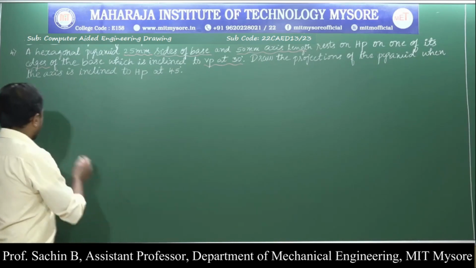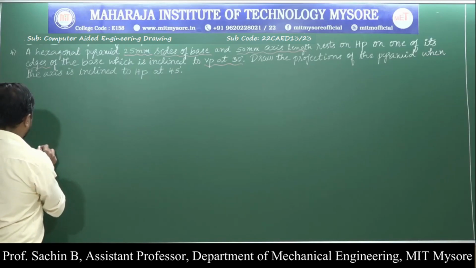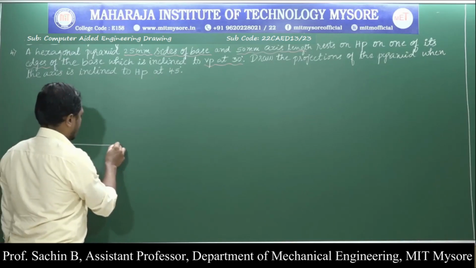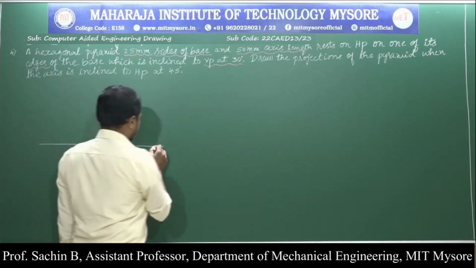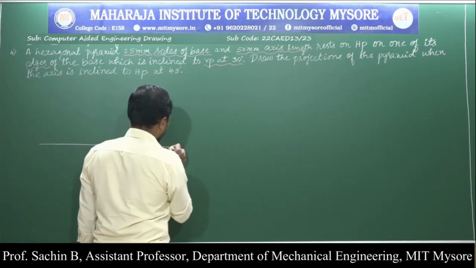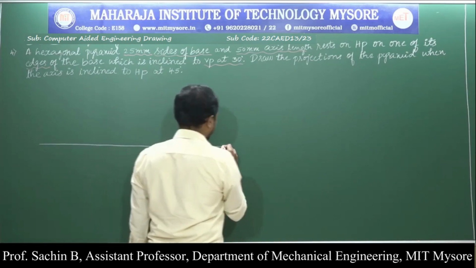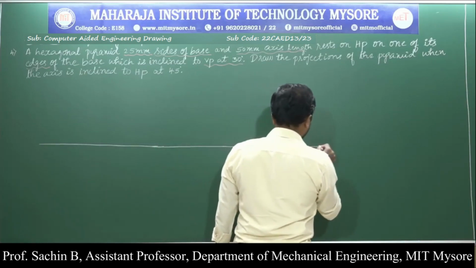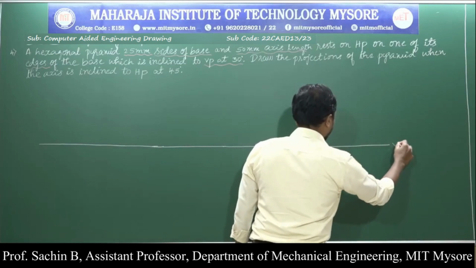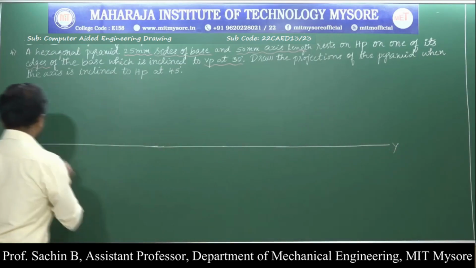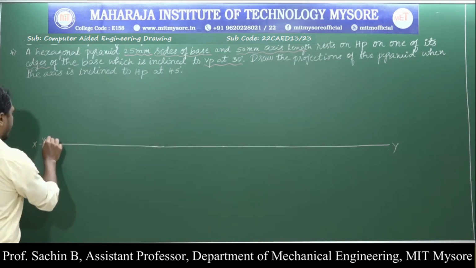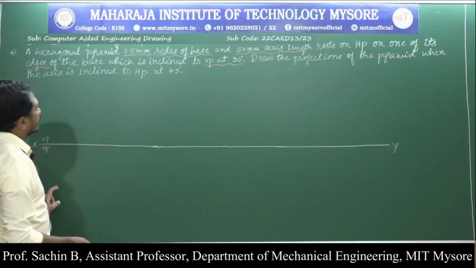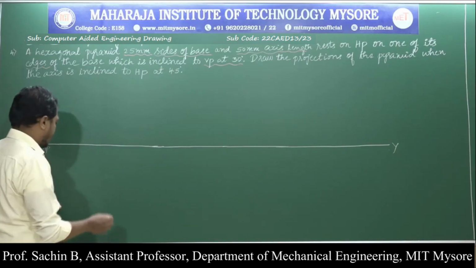First I will go for drawing the axis line. I am drawing the axis line. VP and HP indications are necessarily required to show the planes. Now, hexagonal pyramid, 25 mm sides of base.